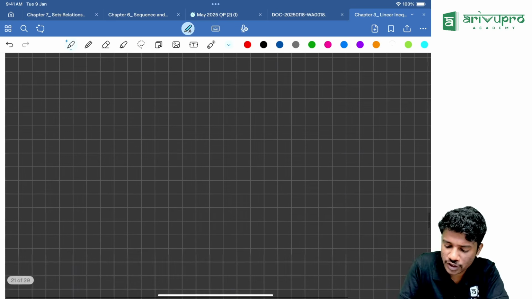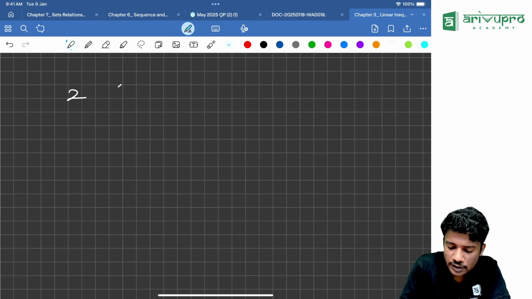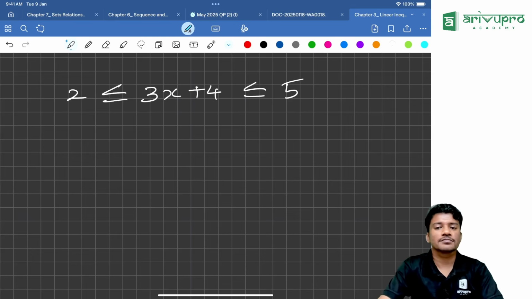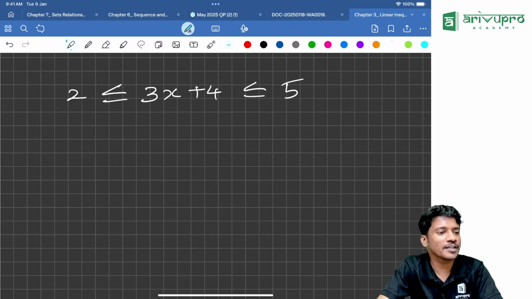Now, what if the question is like this? 2 less than or equal to 3x plus 4 less than or equal to 5. Find the possible values of x. What are the possible values of x? Everyone, tell me the answer. What are the possible values?